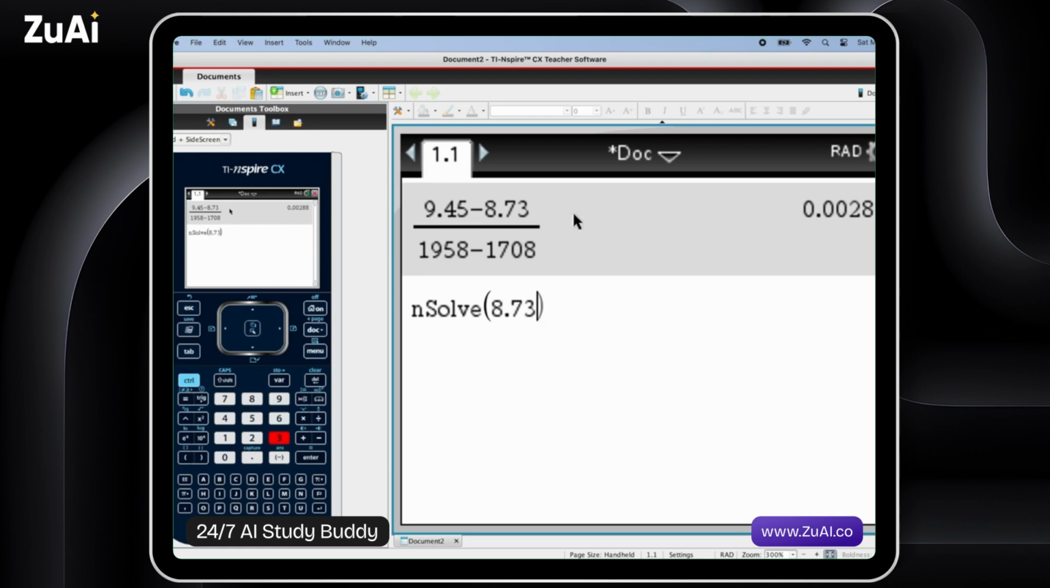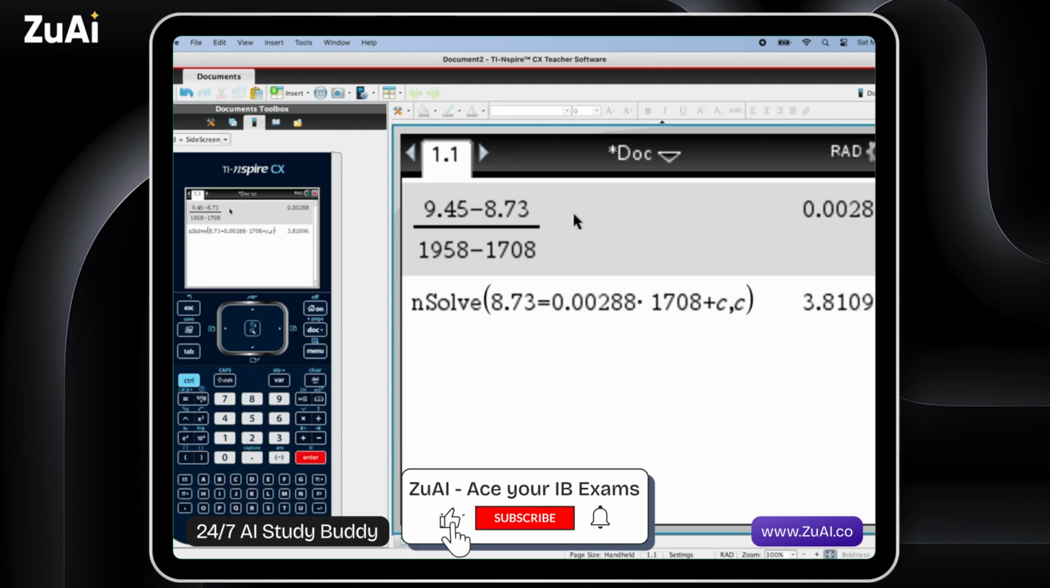8.73 equals 0.00288. Open up a bracket, 1708. And we want to say plus c. We don't know what this is. And then, of course, ask the calculator what to solve for. There we go. So our value of c looks to be 3.81096.